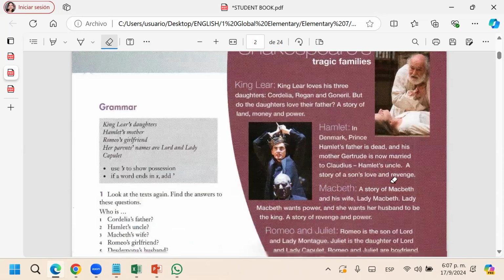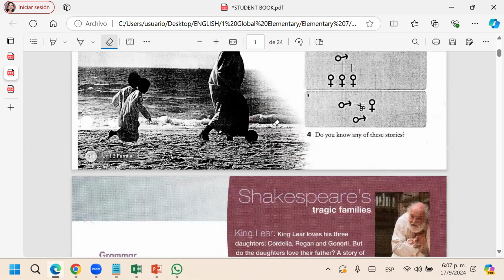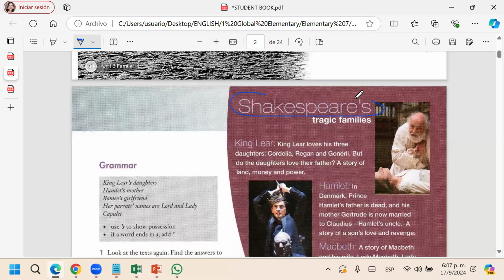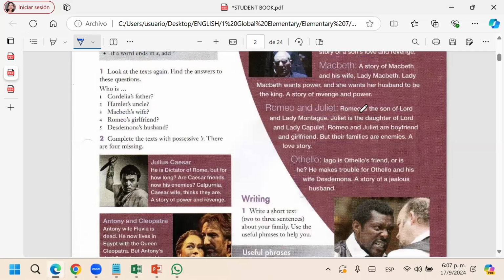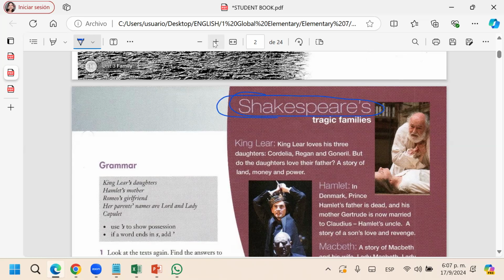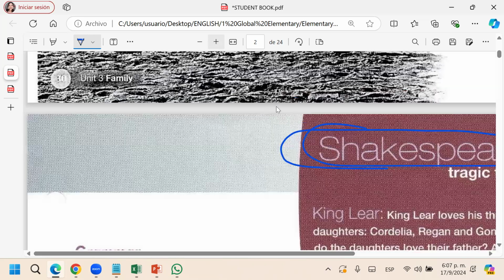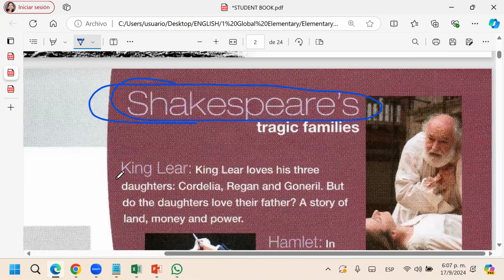And I have here some paragraphs, Shakespeare's families. You know who is Shakespeare? Yes, the writer who wrote a lot of books. He was the man who wrote Romeo and Juliet. So I have here some different novels, some important books that he wrote. Shakespeare's Tragic Families. One of them was called King Lear. Maybe not the book, maybe the character, King Lear.